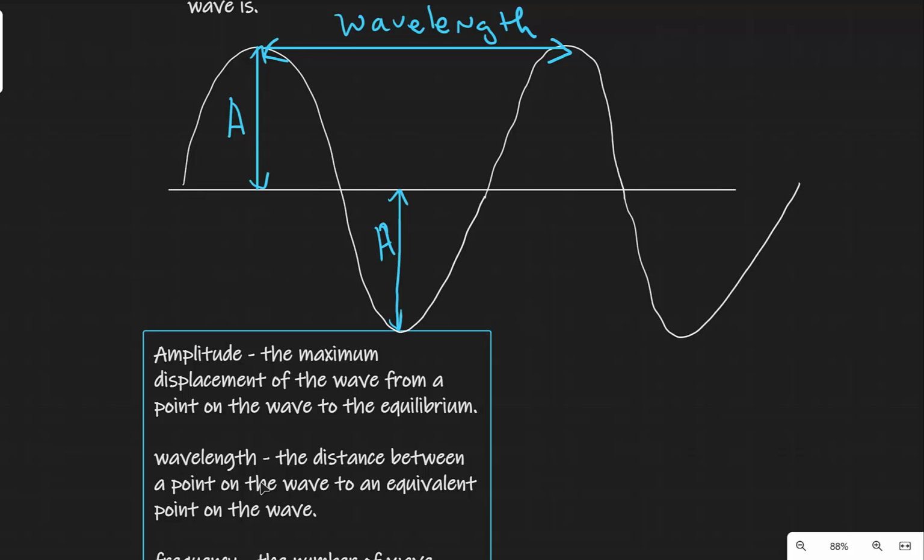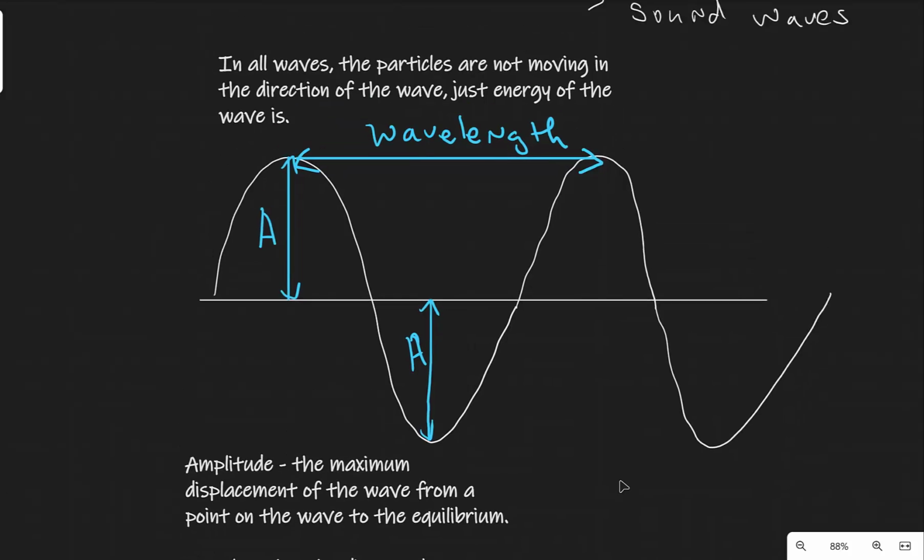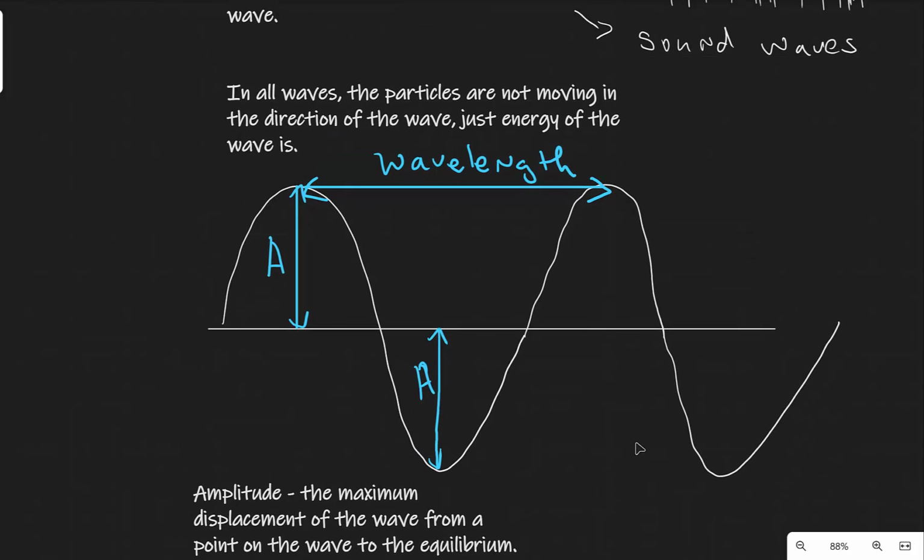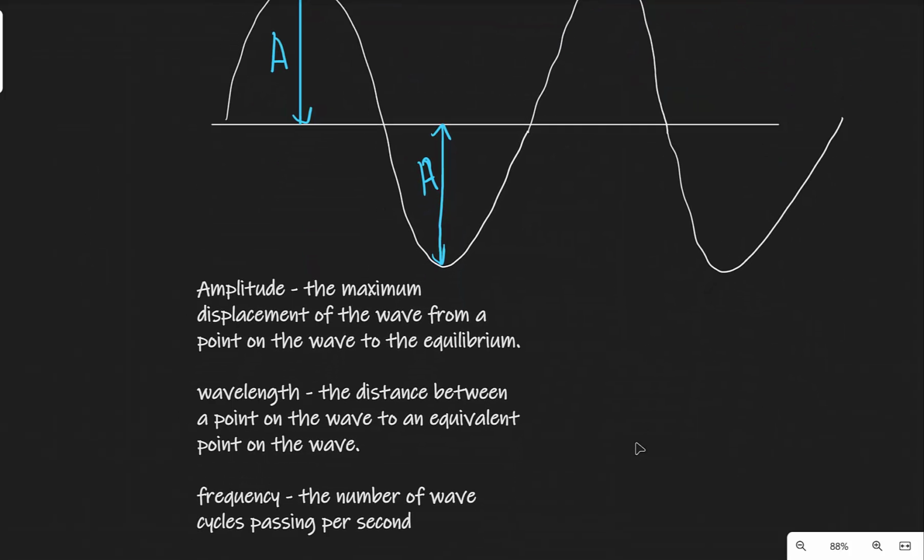Anyway, the wavelength is the distance between a point on the wave and an equivalent point on the wave. What do I mean by that? Something like the peak to peak distance is a very easy way of finding the wavelength. So the peak to peak distance right across here will directly give us the wavelength. For the wavelength, especially if you do A-level physics later on, you will come across this symbol that is commonly used, the Greek letter lambda.